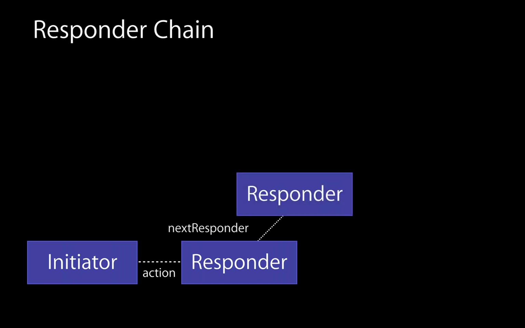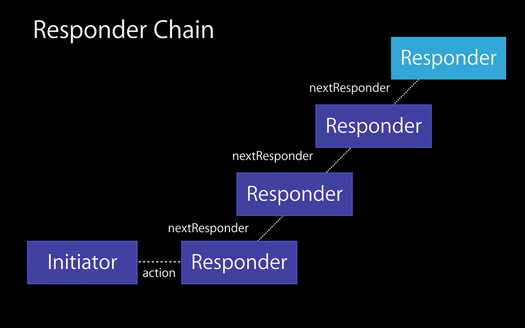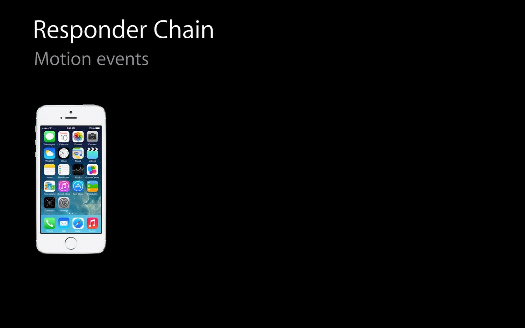But if it doesn't, it's going to ask its next responder, hey, do you respond to this message? And if it does, then of course it will handle it. But if it doesn't, it keeps going up the responder chain until it finds some responder that actually implements the message, whatever that was asked to be done. Change the color of a text field, or copy the contents of a text field, or whatever you happen to send up the responder chain. A particular place where we use this is with motion events.